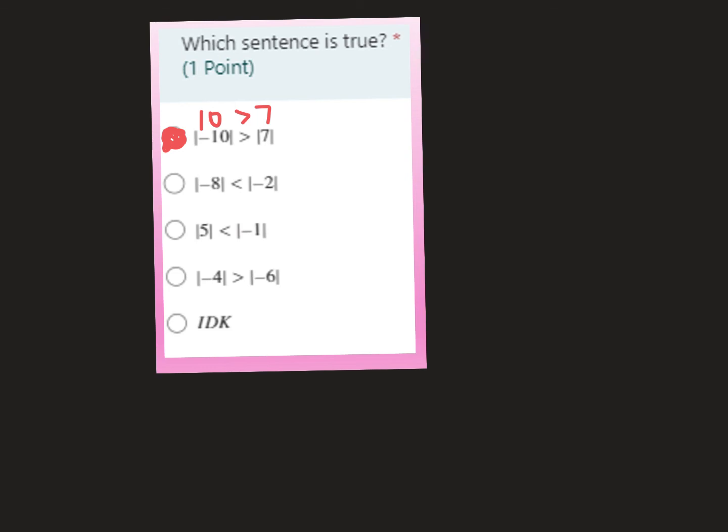The absolute value of -8, which is 8, is less than the absolute value of -2, which is +2. 8 is less than 2? No, not at all. Next one, absolute value of 5, which is 5, is less than the absolute value of -1. Absolute value of -1 is +1. 5 is less than 1? No, false statement. Last one, absolute value of -4, which is 4, is greater than the absolute value of -6, which is 6. 4 is greater than 6. No, that is not true. A was your true statement.